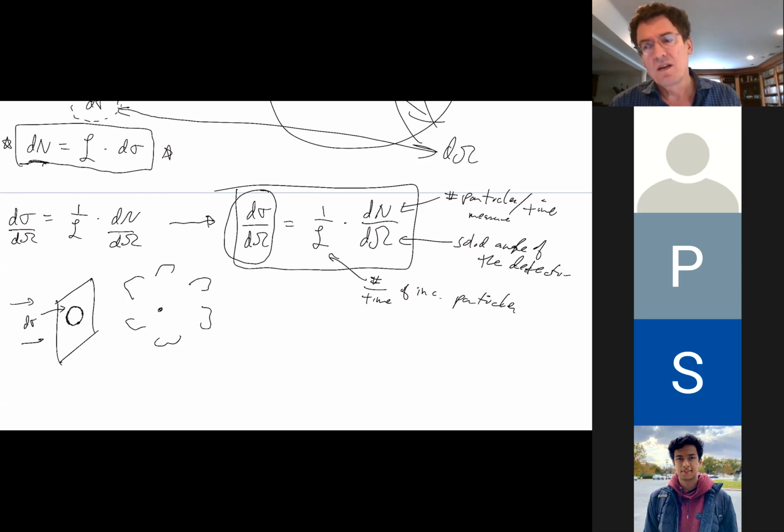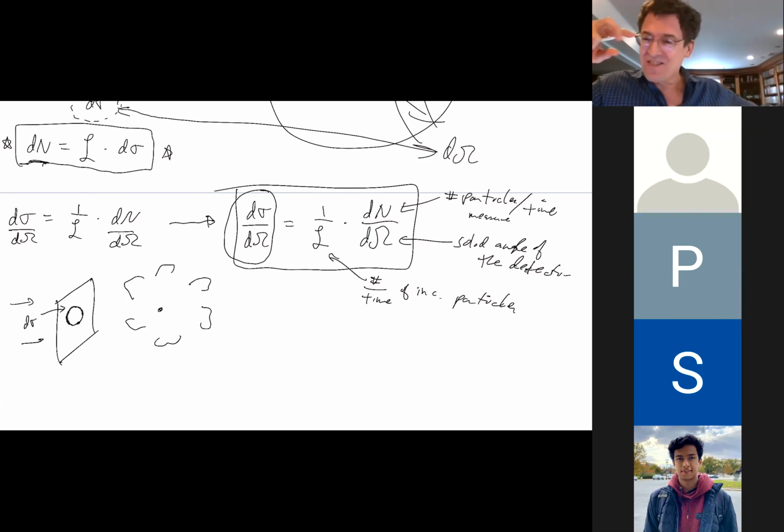For some reason I was thinking that you were saying that one detector was counting some dn, and that detector had a solid angle d omega. But I see, if you have them all around the room. Yeah, what you just said is correct, and that d sigma corresponds to some little area, dA.